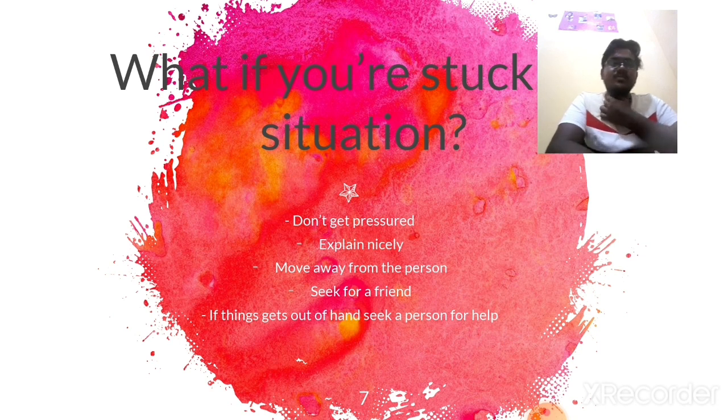And what if you're stuck in a situation where a person sexually harasses you in your house, in your workplace, or anywhere, and you are alone? First thing first, don't get pressured, and try to explain to them that you are not ready for being sexually abused or sexually harassed. If they don't hear what you're trying to say, slowly move away from the person. And if they don't even leave you from that moment, seek a friend. Even if it is not a friend, go for a stranger. You just suddenly act nice to them, as if they are your friends. Then they will know that you are in some kind of problem.